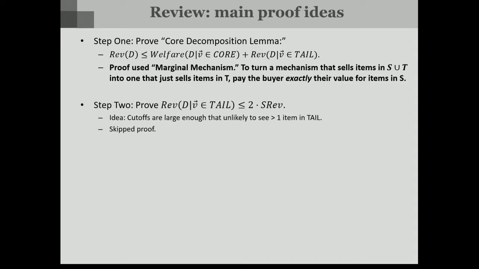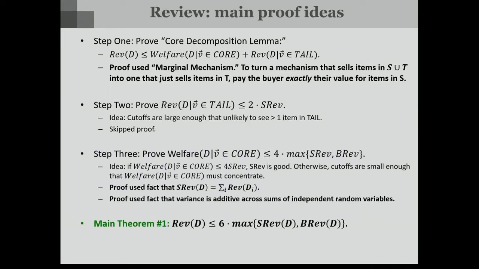The second thing we did was, I didn't do this, but I stated that we could upper bound the revenue from the tail with 2 Srev. And then we upper bounded the welfare of the core with 4 times the better of Srev and Brev. Again, I want to quickly highlight that this proof used the fact that Srev is additive across items, that Srev is just equal to summing over all i the revenue of selling that item by itself. And we also use the fact that variance is additive across sums of independent random variables. Okay, but this gave the first main theorem, and so that's everything I'm going to say about this model.